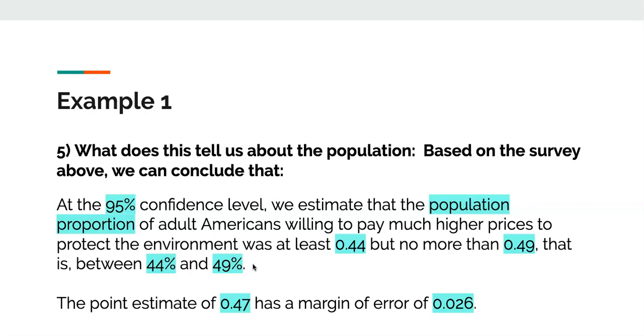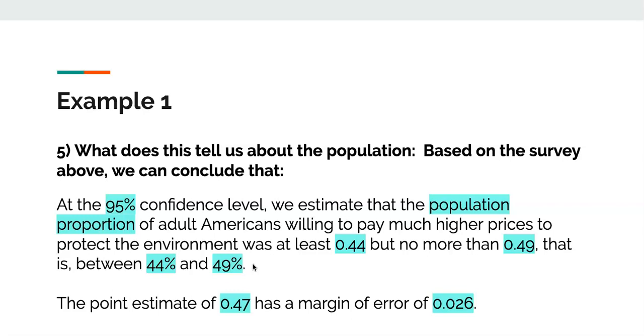Based on the survey, we can conclude that at the 95% confidence level, we estimate that the population proportion of adult Americans willing to pay much higher prices to protect the environment was at least 0.44, but no more than 0.49. 0.44 was the lower limit, 0.49 was the upper limit, so we get to say that.